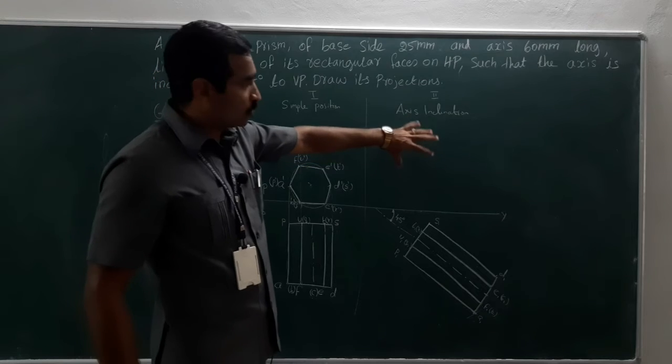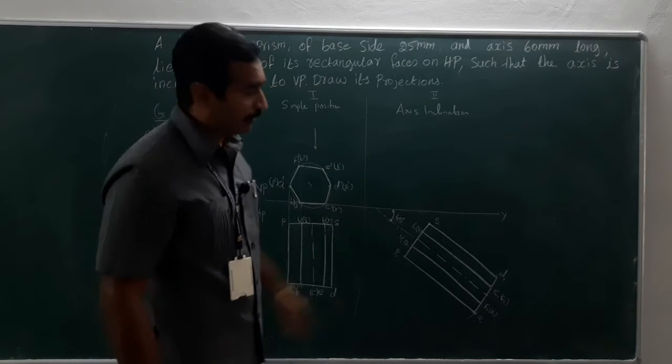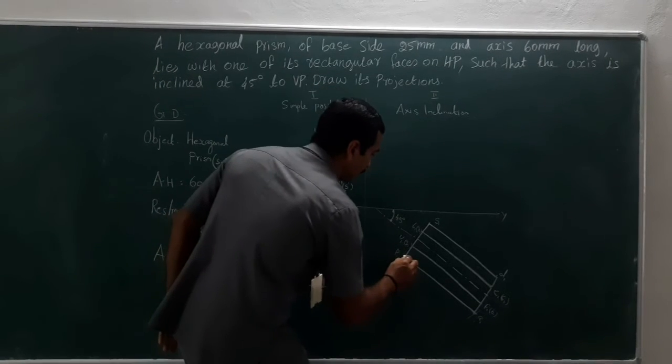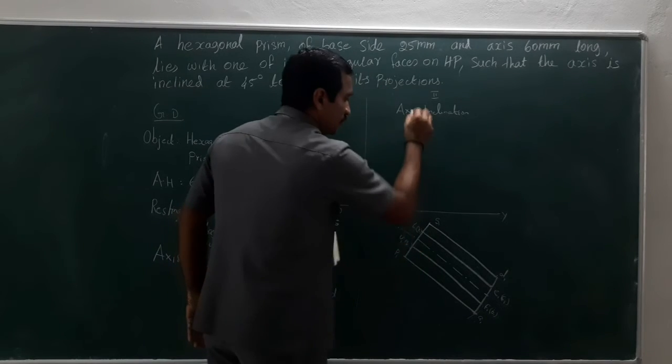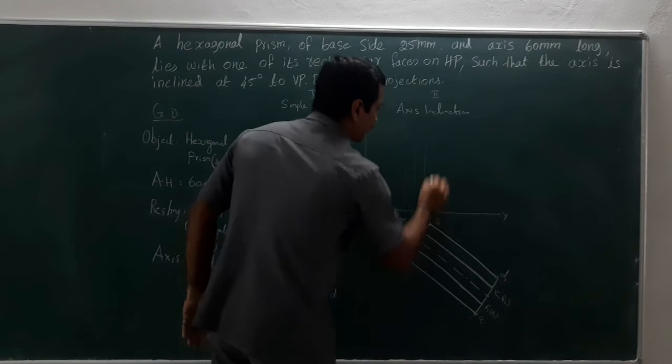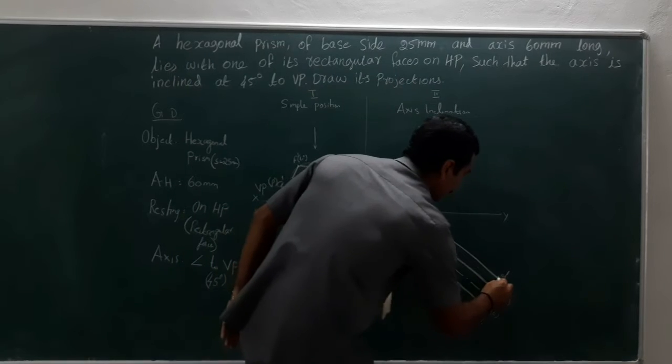Next, let us draw the final front view, for which we extend all the edges or corners vertically upwards.